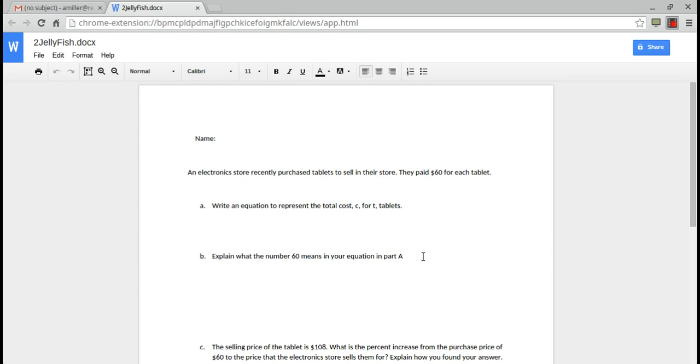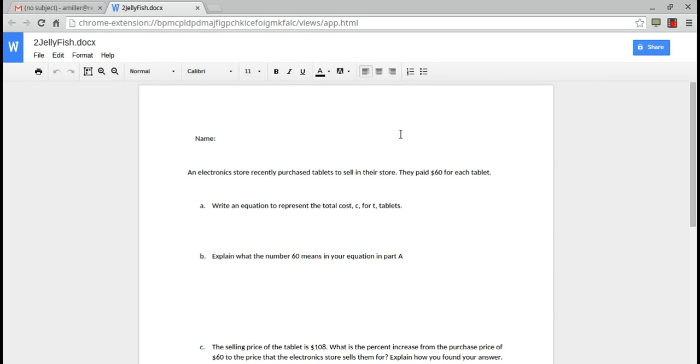Okay, so what I'm going to do is I gave you this worksheet and I wanted you to attempt it on your own, and then I'm going to go over the answers with you and what I got for answers. So we know that an electronics store recently purchased tablets to sell in their store. They paid $60 for each tablet. We want to write an equation to represent the total cost, which is going to be represented by C, for T tablets. So the total cost going to the electronics store.